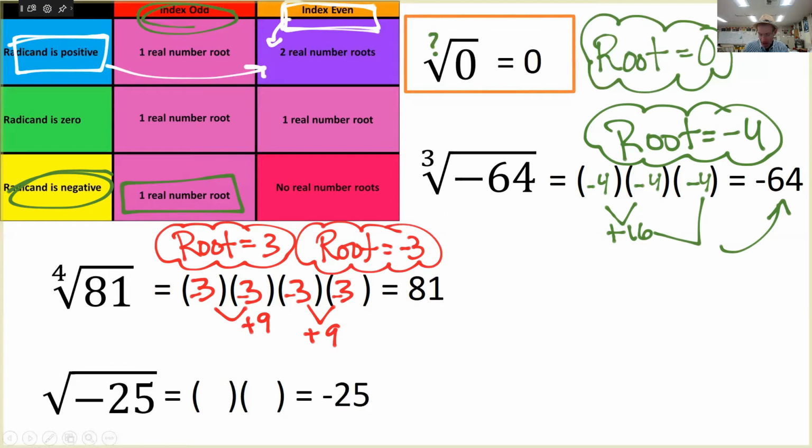And finally, we have the square root of negative 25. Remember, a square root has an index number of 2. And so 25 is easy. I know that it's 5 times 5. But 5 times 5 is not negative 25. It's positive 25. And so then I could try negative 5. And negative 5 times negative 5 is also positive 25. So this problem has no real number root.